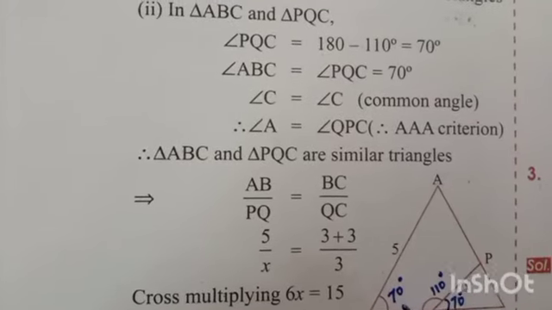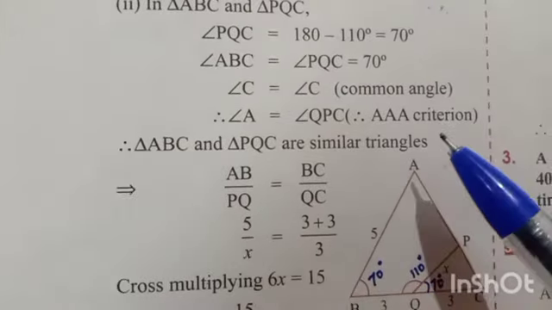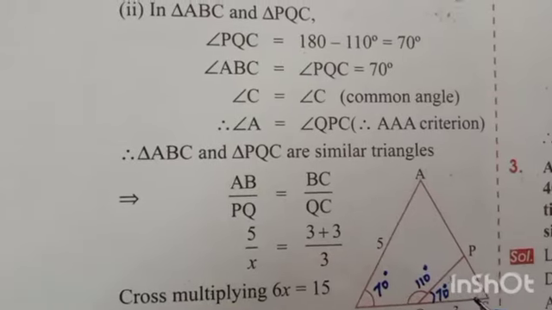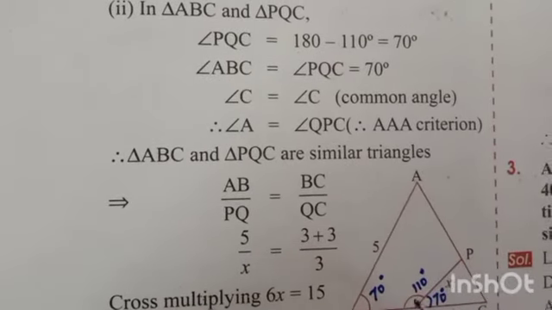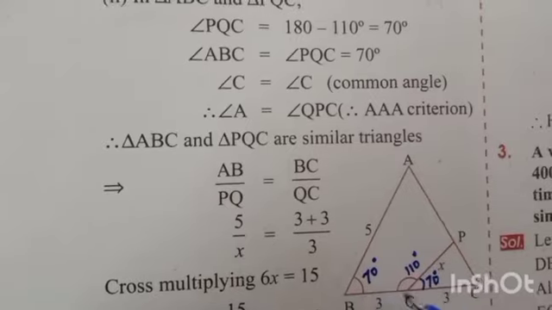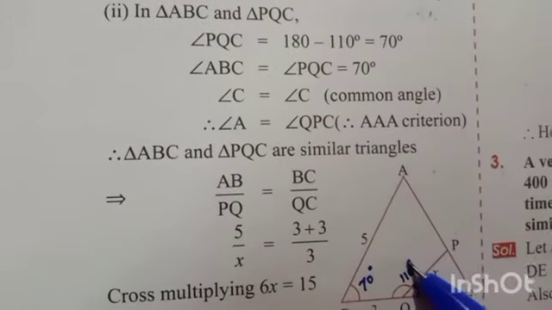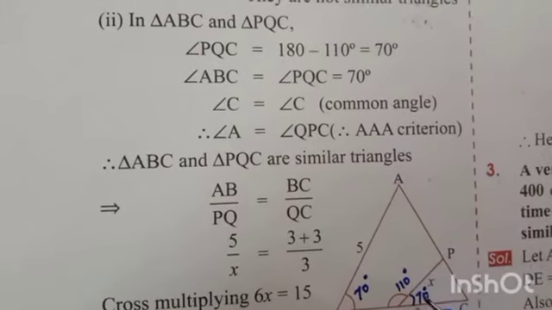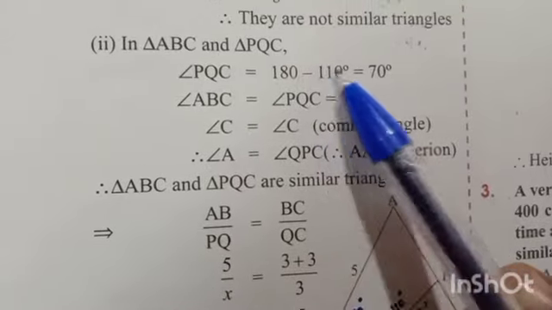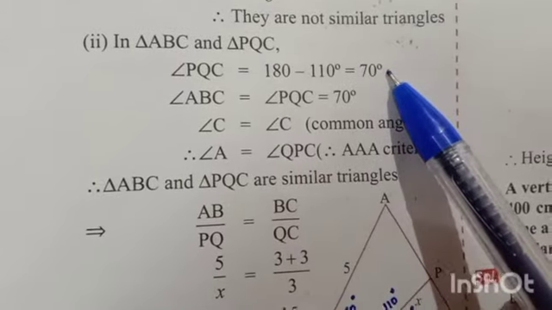Yes, it is 70 degrees. Angle B is 70 degrees, that is, angle ABC is equal to 70 degrees. For this angle also given, that is angle BQP, that is 110 degrees. These two are a linear pair, so you have to find 180 minus 110, that is equal to 70 degrees.